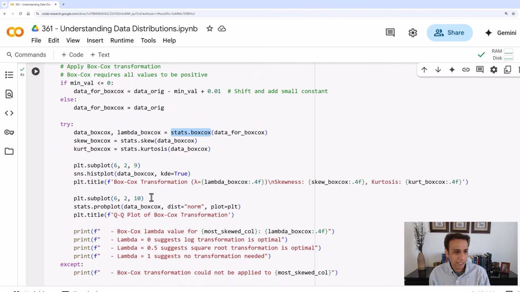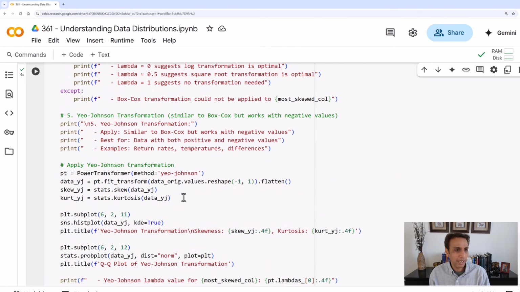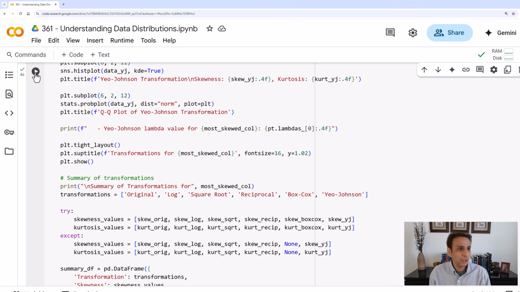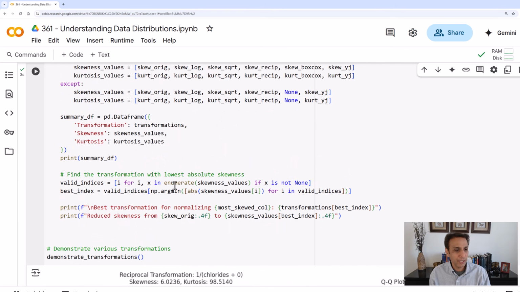So go ahead and apply that, and I think that's all I have. And then I added another transformation right there because again it's available in the package. So go ahead and do that plot, and let's go ahead and run all of these. Everything else is just print statements.